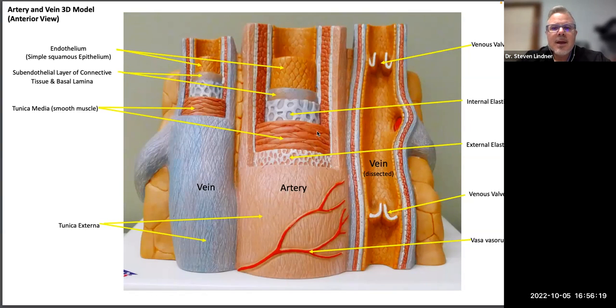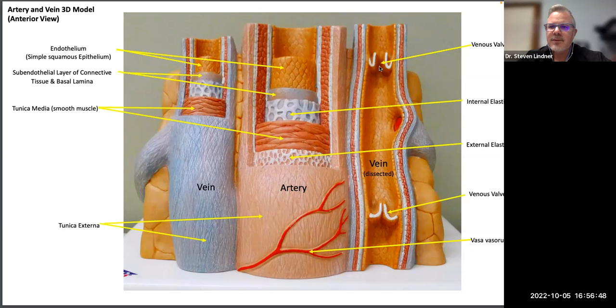Okay. So that's the tunica media or the musculosa, and then we have the artery here. And you have the external layer. The external layer is the tunica externa, aka tunica adventitia. Those are interchangeable terms. Okay, when we look here at the vein, it has valves right here.